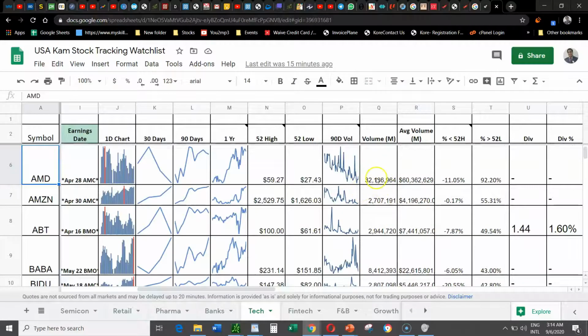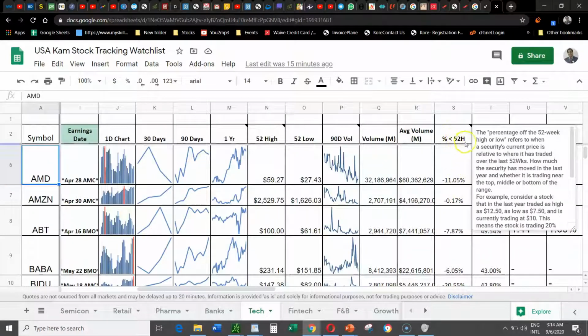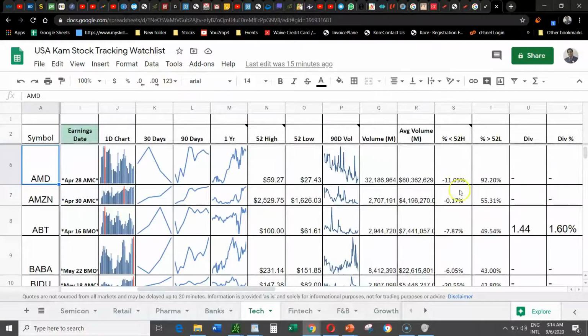This is the volume in millions, average volume, and this is interesting. Okay, I like to put this here because it helps me make trading decisions. So it's 11% down from the last 52-week high, right? And yeah, I have put tooltips here so you can actually see what it means. So you have 52-week, it's 92% higher from its last 52-week low. So whatever was the lowest price in the last 52 weeks, the current price is 92% higher.